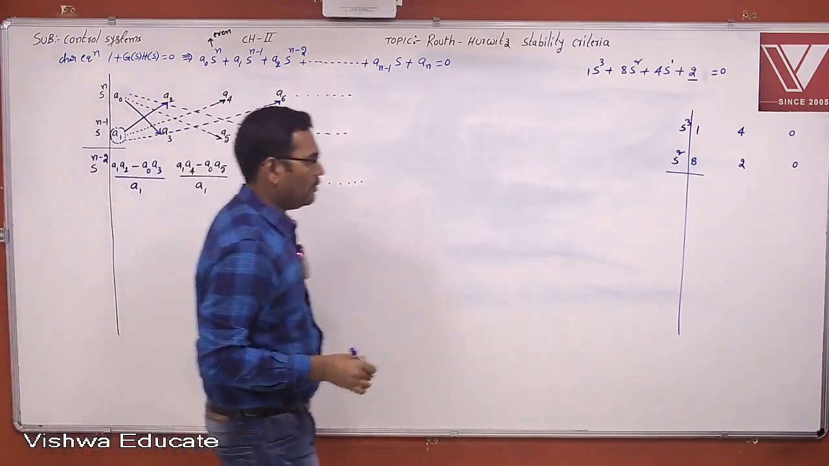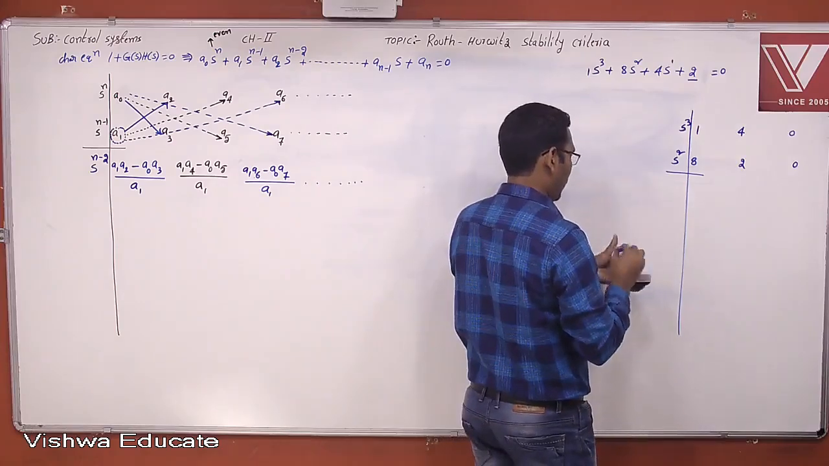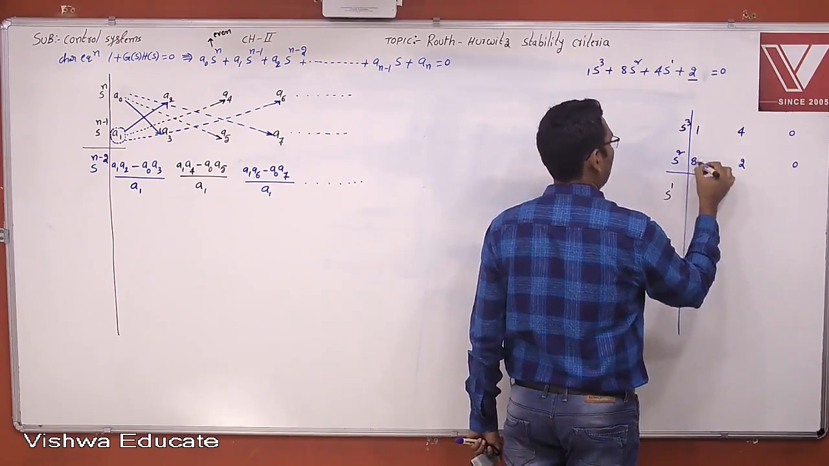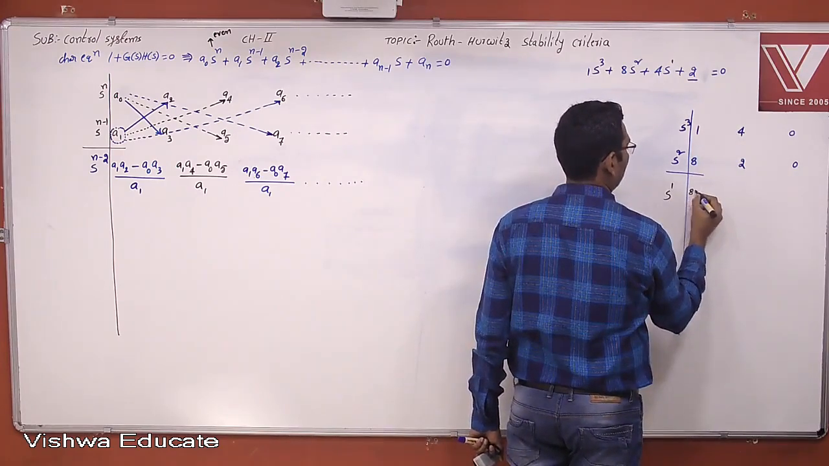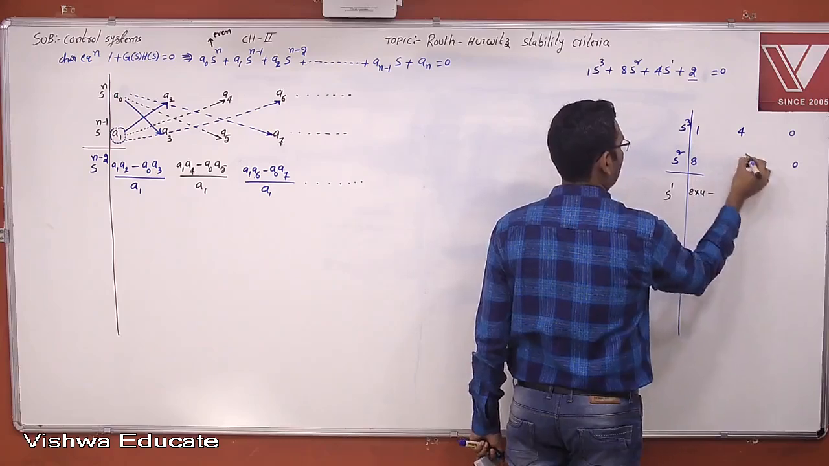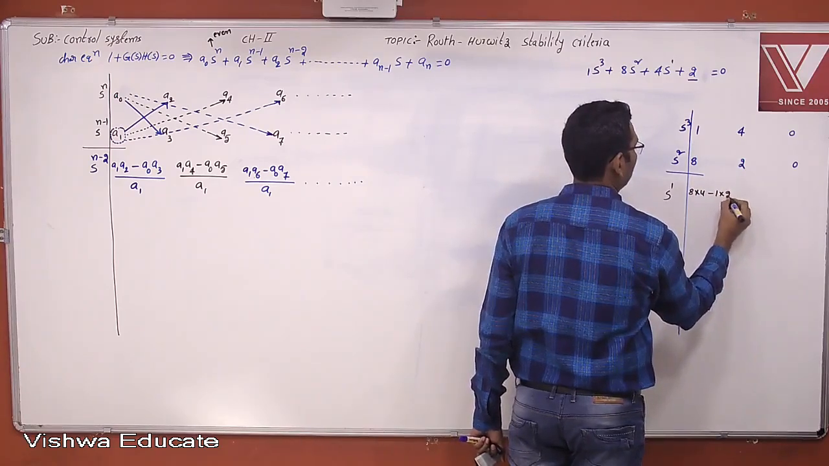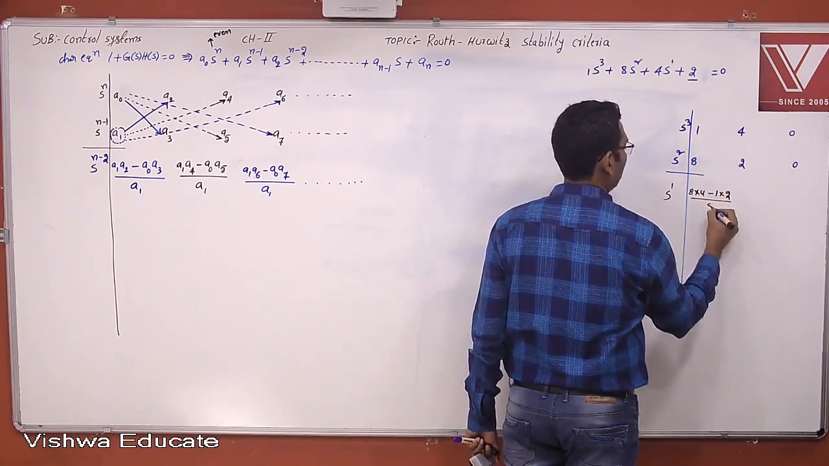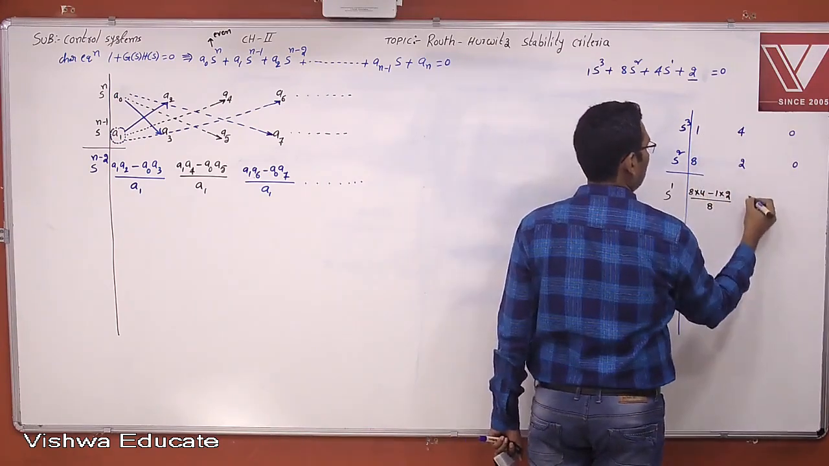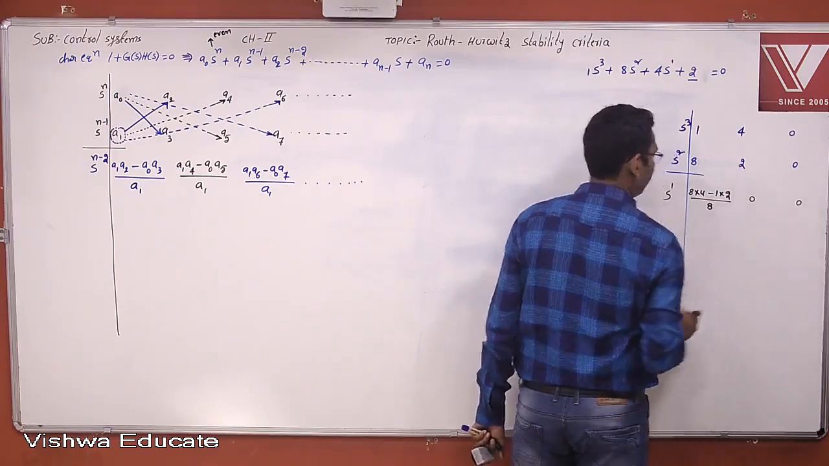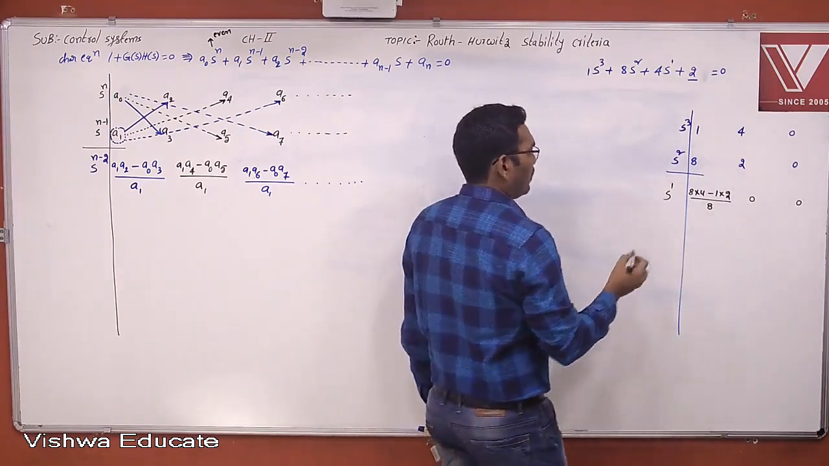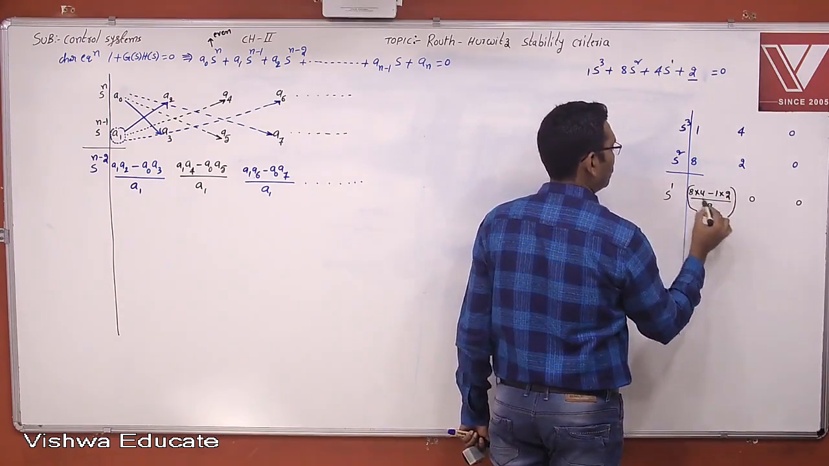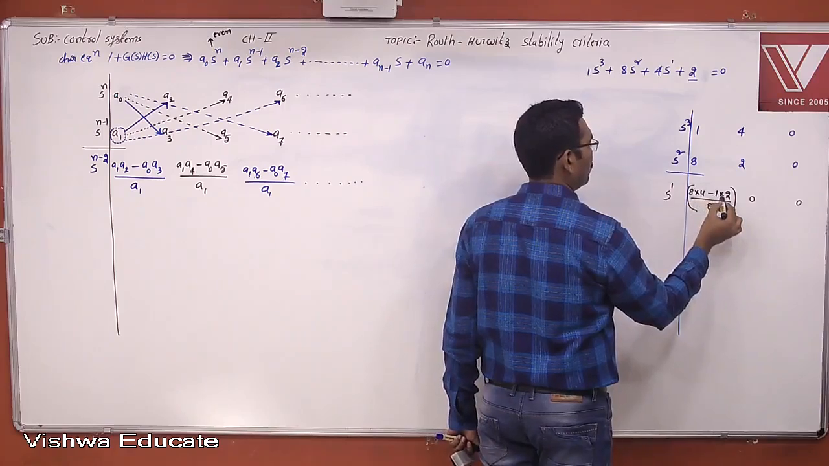Okay, that's why I will take one example here. S power 1. So here it is: 8 into 4, 32, minus 1 into 2, by 8. That is 8 into 4, 32 minus 2, by 8. Now this is 0, 0. Now 8 into 4, 32 minus 2, 30 by 8.